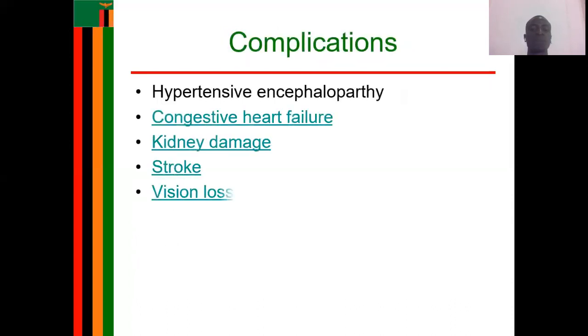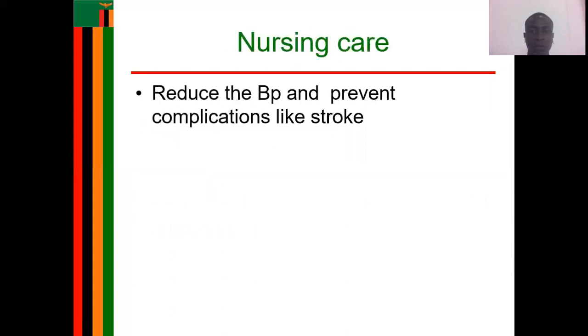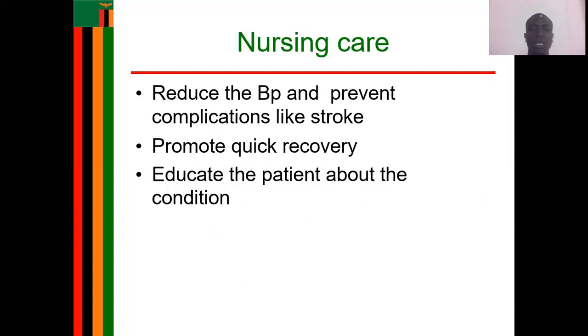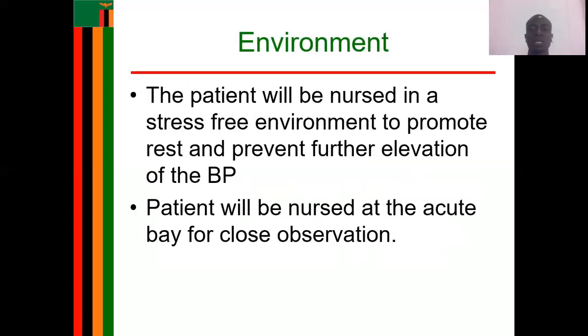Complications of hypertension include hypertensive encephalopathy, congestive heart failure, kidney damage, stroke, vision loss, and brain damage. Nursing care: the aims are to prevent further complications like stroke, promote quick recovery, and educate the patient about the condition. Those are the aims you have as a nurse.